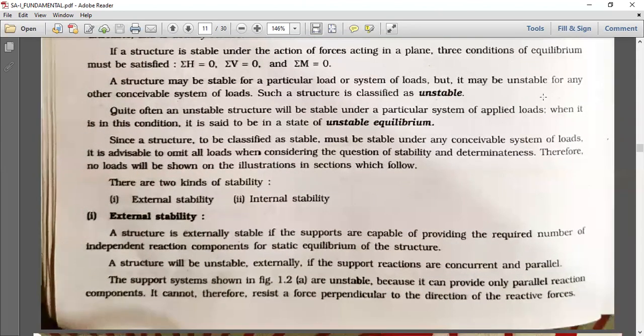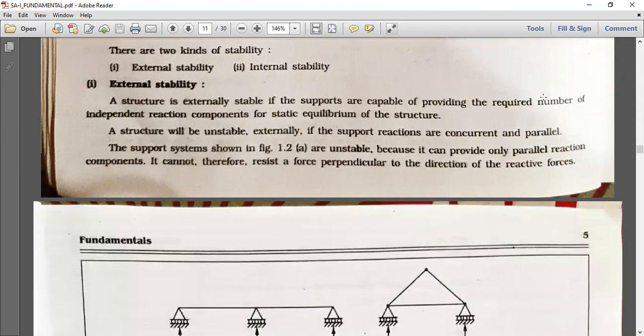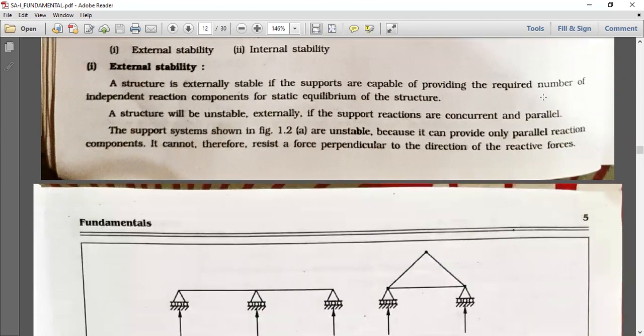There are two kinds of static stability: external stability and internal stability. First, external stability. A structure is externally stable if the supports are capable of providing the required number of independent reaction components for static equilibrium of the structure.